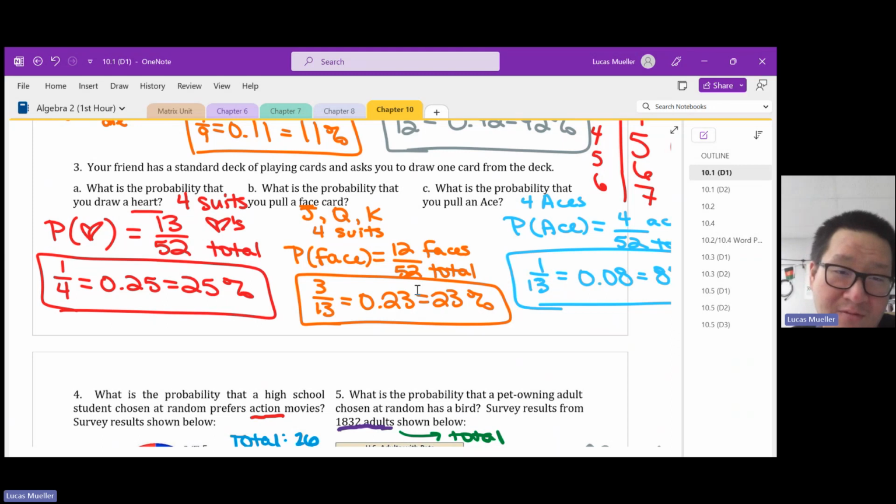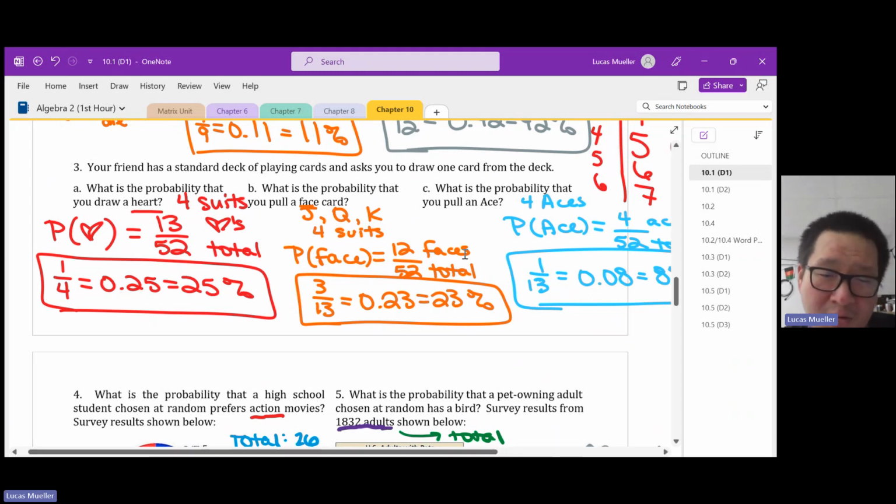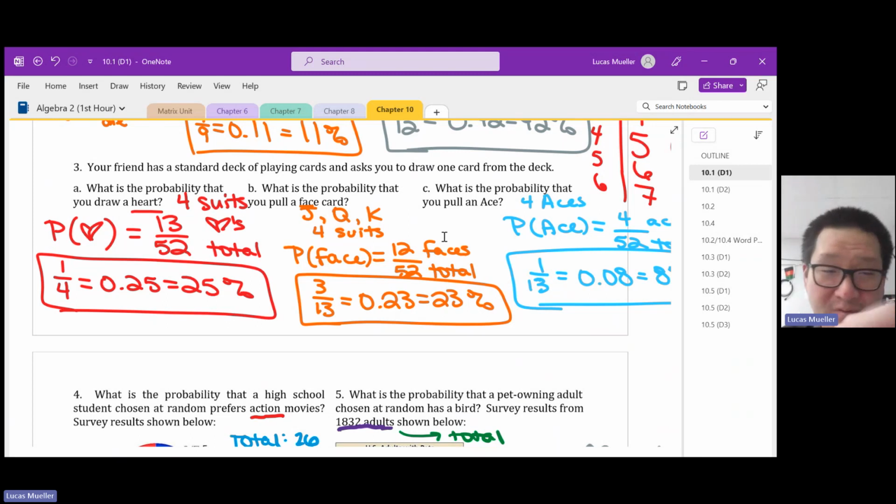Then we want the probability that we pull a face card, which is Jack, Queen, or King. With 4 suits, that is going to be 12 face cards together. So we have a 3 in 13 chance, or 23%. So I go to draw my card. 23% is unlikely, so I did not draw that face card. I drew a 3 of diamonds.